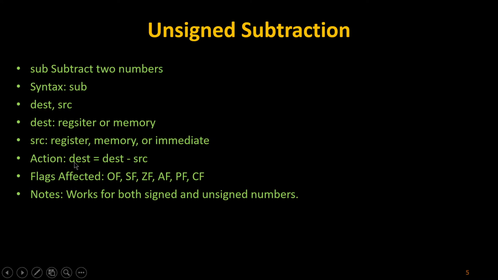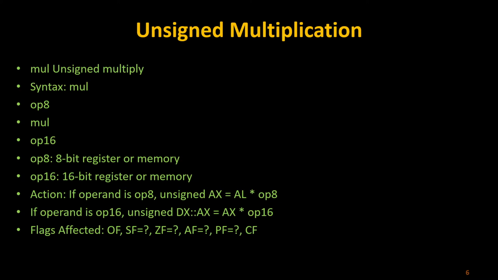In terms of action, destination is equal to destination minus source, which is subtraction. These are the flags which will be affected. This subtraction statement can also work for signed and unsigned numbers. And the next one is multiplication.